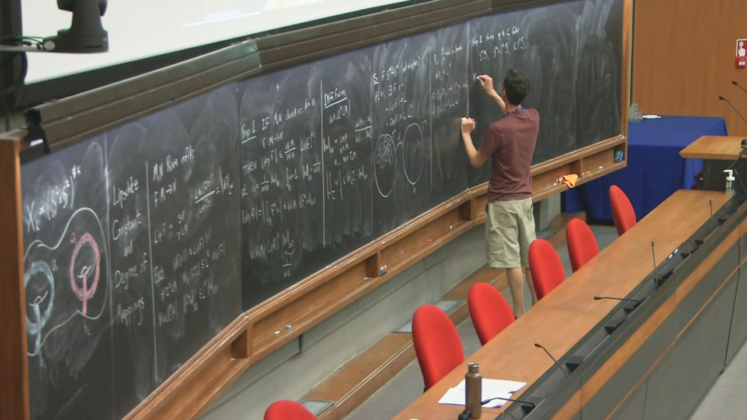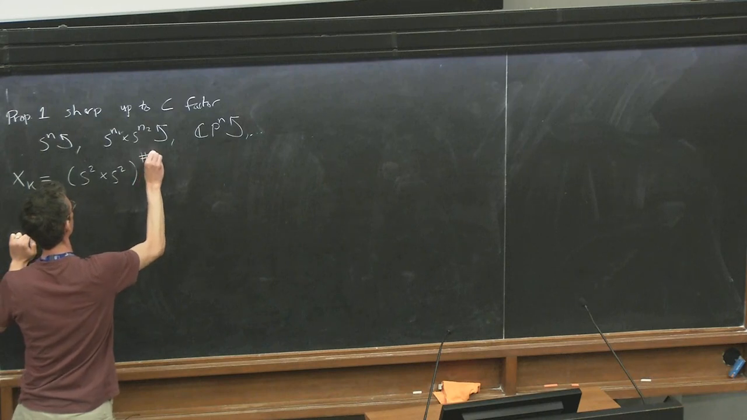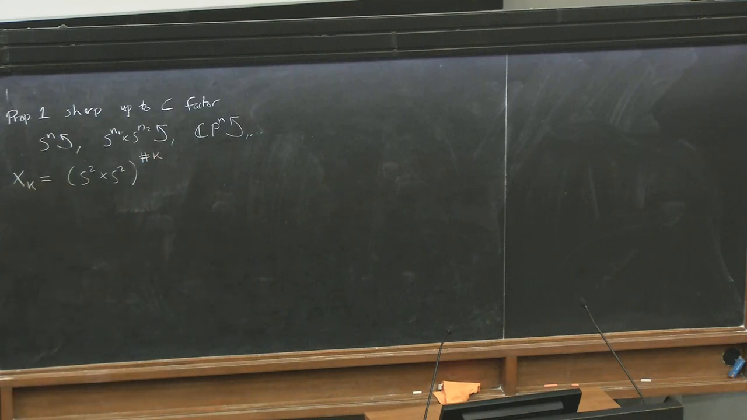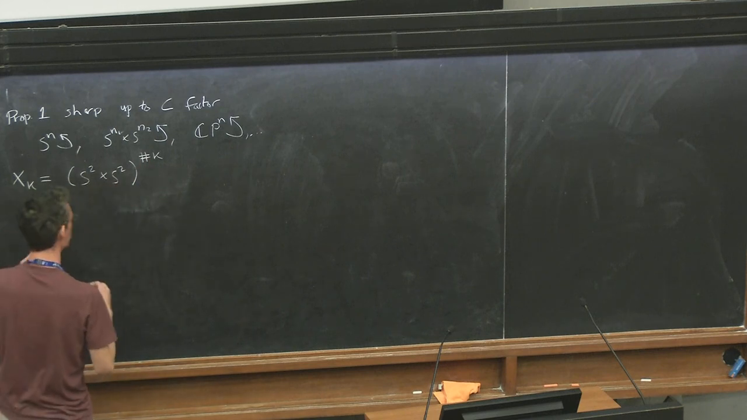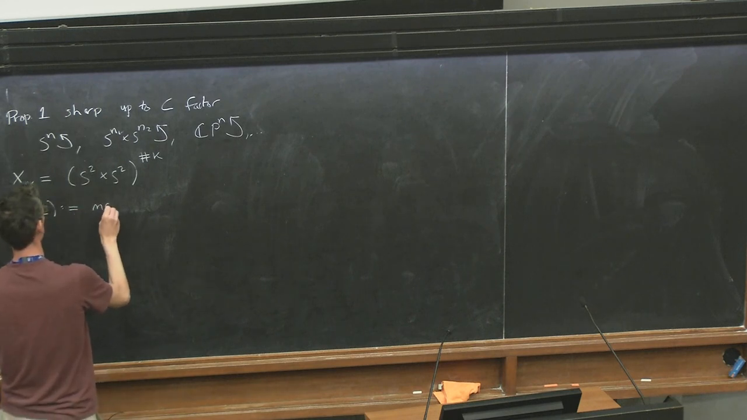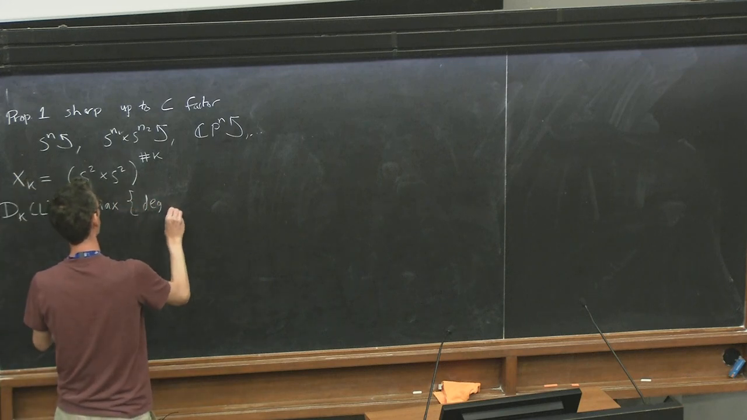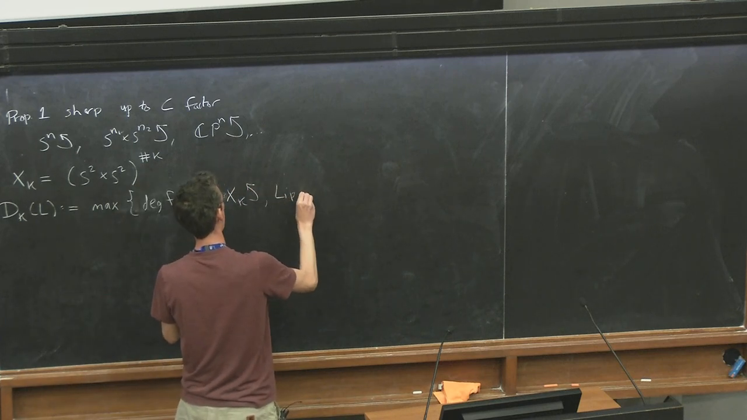So more generally, I'm going to have Xk be S2 cross S2 connect sum to the k. And this problem maybe is in the Russian tradition of problem solving, where the idea is to give the simplest problem that goes beyond current ideas and points towards maybe a general theory. OK. So the problem Gromov asked about is, what if you take a self-map of one of these guys? So let me give it a name, D sub k of L. So that's going to be the maximum of the degree of F, where F is a self-map of Xk, and the Lipschitz constant of F is at most L.